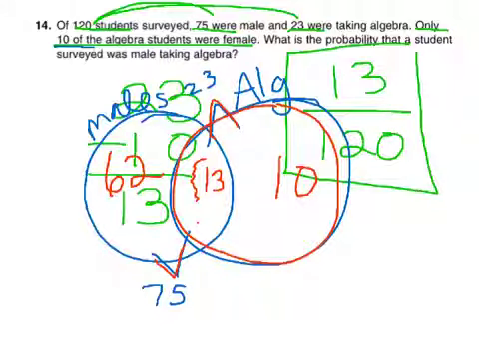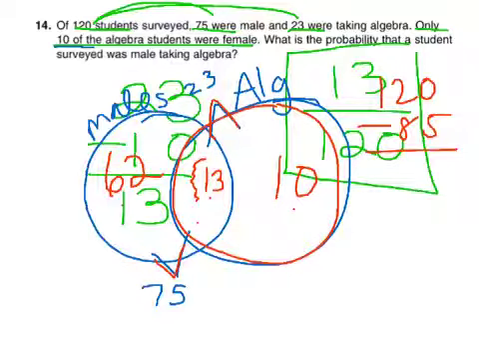And then we have to figure out what goes outside the Venn diagram. 62 plus 13 plus 10 is 85. And there were 120 students surveyed. So we do 120 minus 85, and that is 35. So there are 35 people outside the Venn diagram. And that's all you'd have to do for the Venn diagram.